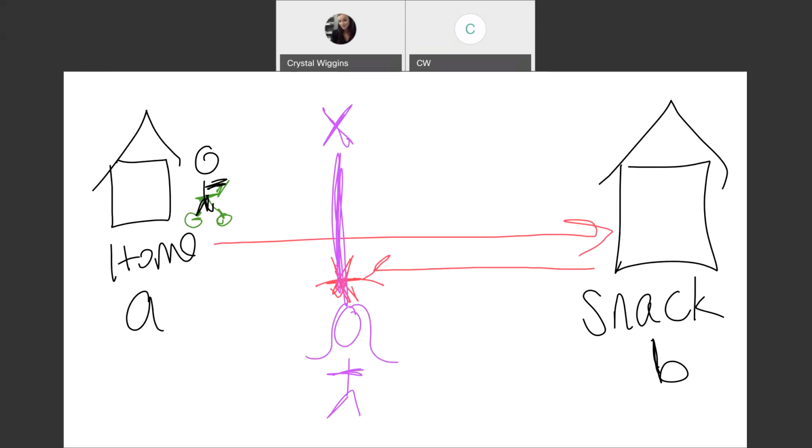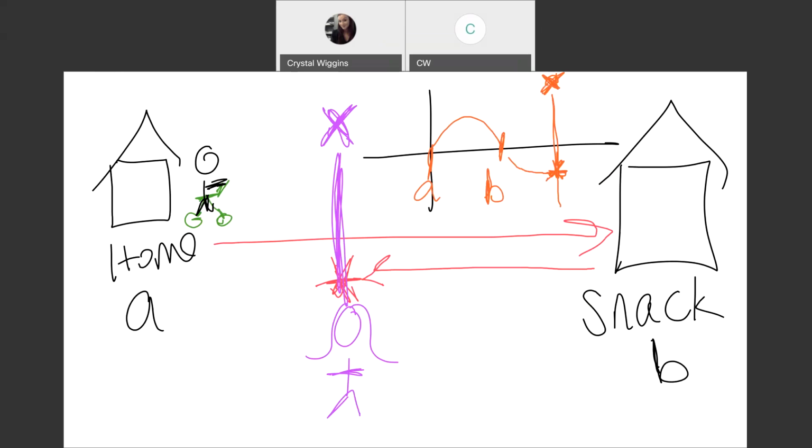X marks the spot. Now, if we saw this as a function, we would see that Johnny went from home A to the store B. Then after B, he decided to start going back home and he stopped here, where Ava is hanging out. Let's call this X. So we labeled it X.